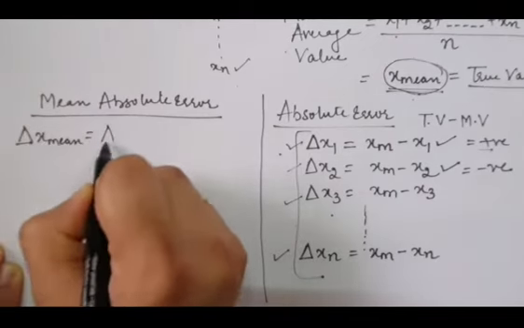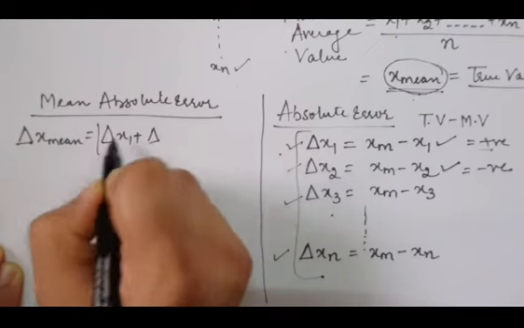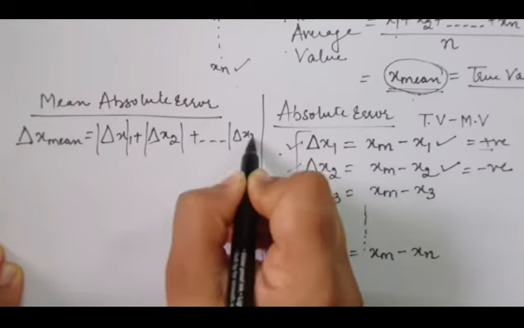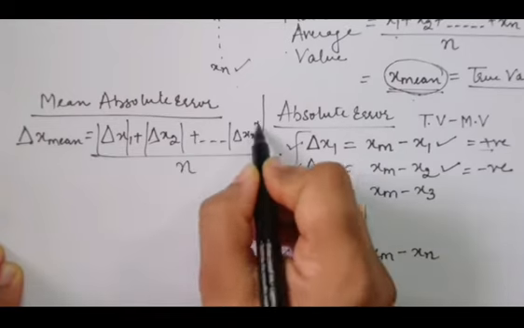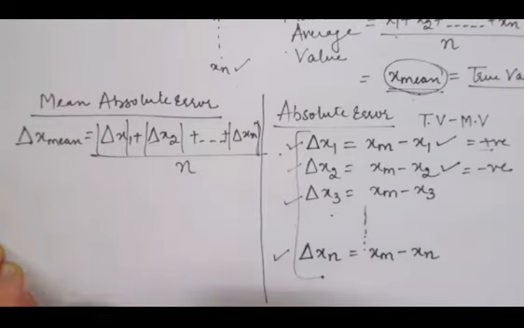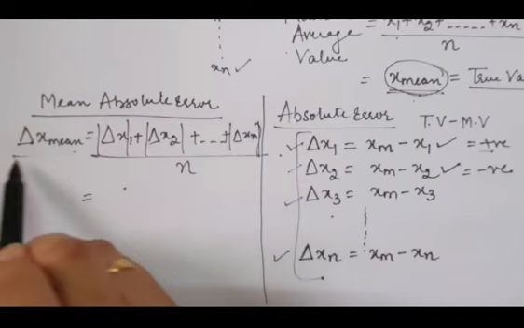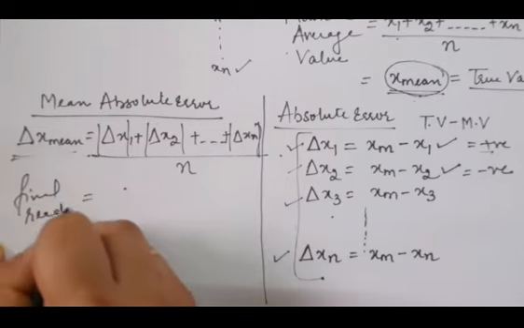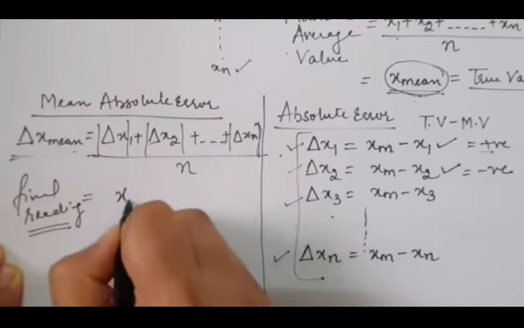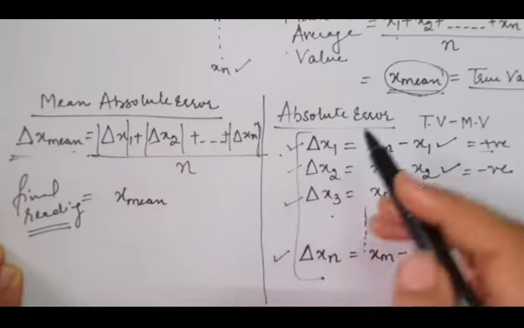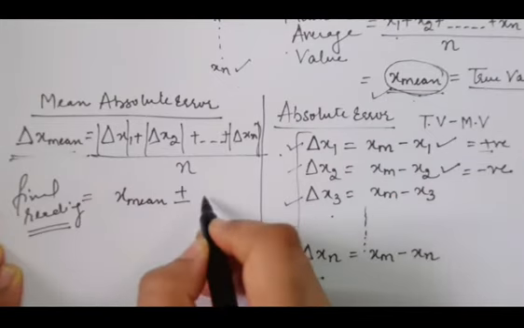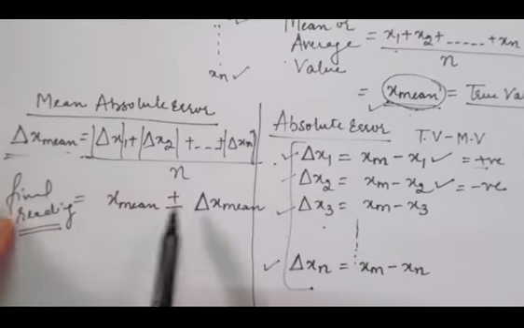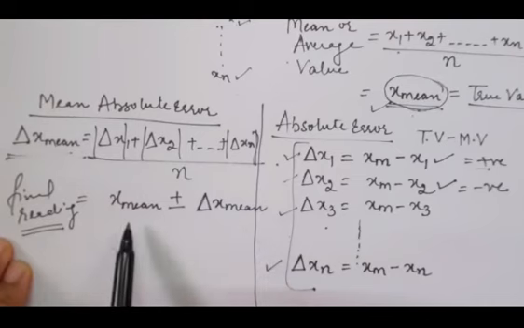Now to calculate its mean, we will add all these errors and again divide it by the number of readings, right? So now this will be the mean absolute error. So how will you express your final reading? The final reading will be the mean value plus minus the mean absolute error, right? The error can be added as well as subtracted. It can be positive, it can be negative.